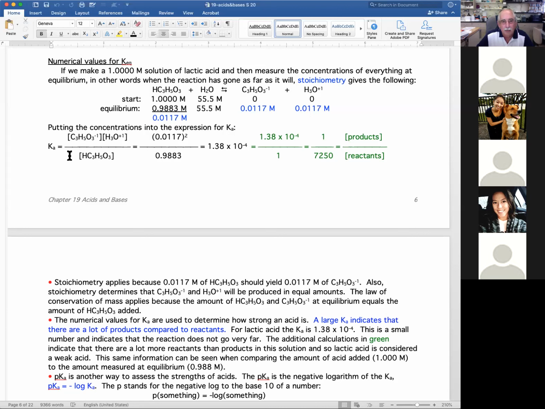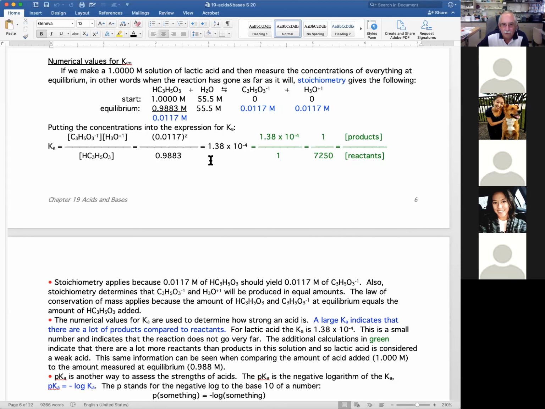So equilibrium constant is products over reactants. Leave out water because notice it didn't even change. So that's 0.0117, so is that. So notice I just combined it, made it squared, and this is 0.9883. So these are the concentrations at equilibrium. So I crunch these numbers and I get this value: 1.38 times 10 to the minus 4. So is that a big number or a small number? It's a small number.